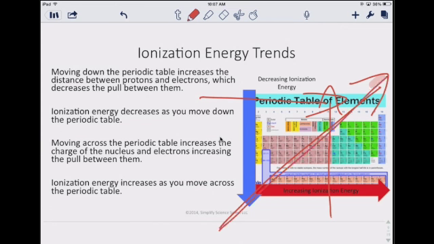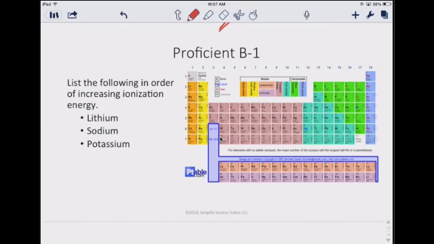So it increases that way. So let's look at an example. It says list the following in order of increasing ionization energy. So we have our lithium, we have our sodium, and we have our potassium. So they're in the same family. They're in the same column on the periodic table. And remember, ionization energy increases as you go up and as you move to the right.